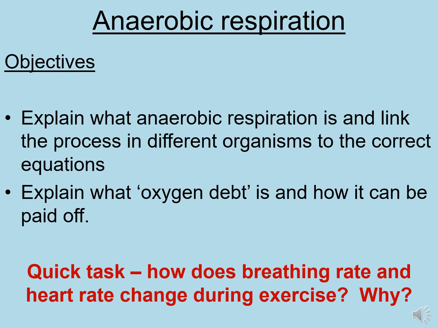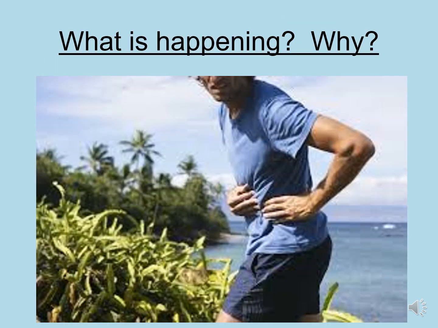Okay, the breathing rate and heart rate during exercise change by increasing. So we need to get oxygen to our muscles more quickly, and we need to get glucose to our muscles more quickly. So the heart pumps the blood faster around the body in order to deliver those things more quickly. And also our breathing rate increases, to take in more oxygen and also get rid of more carbon dioxide because respiration is happening more quickly.